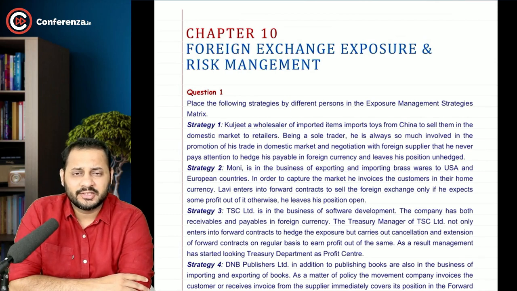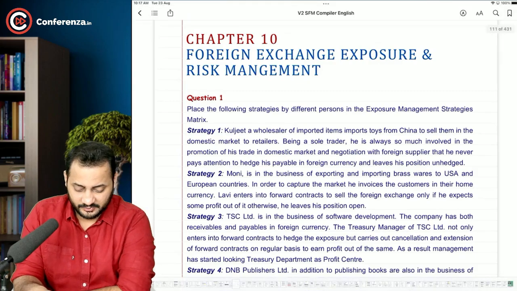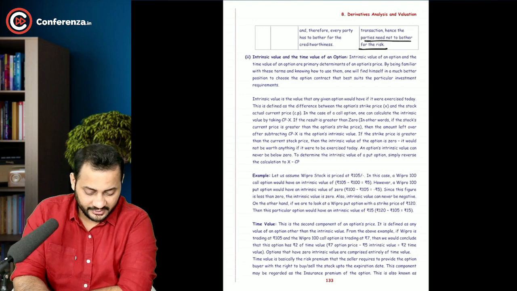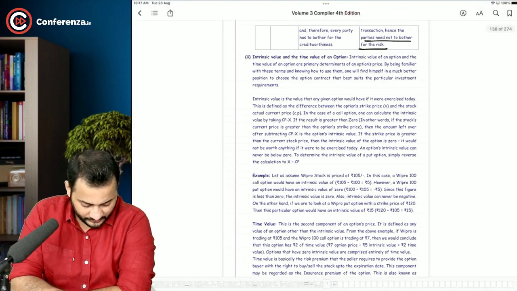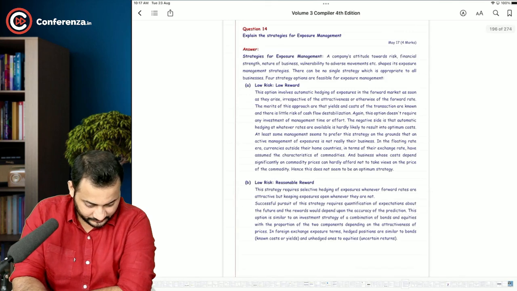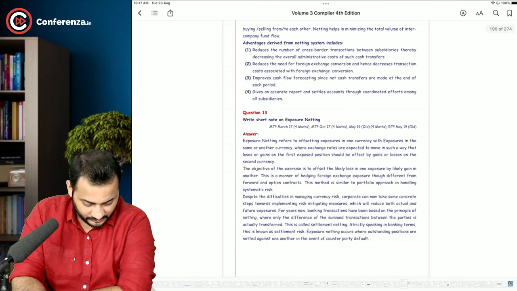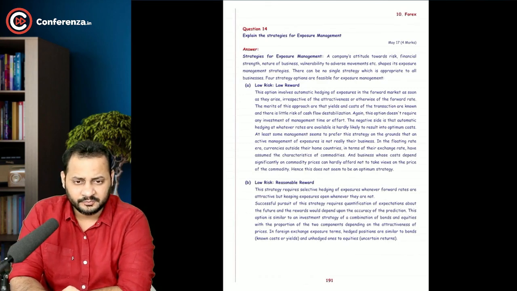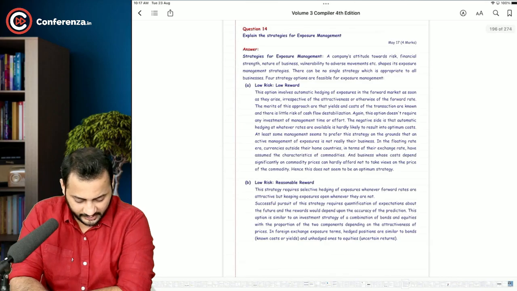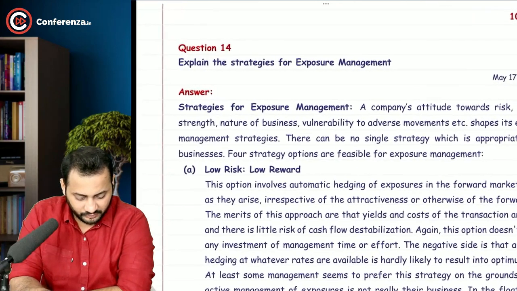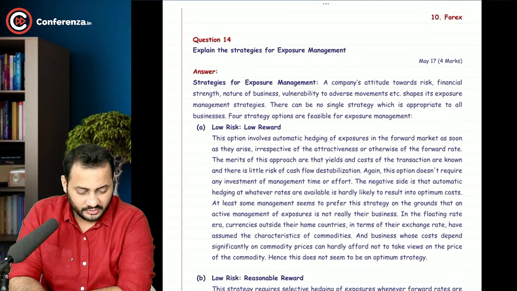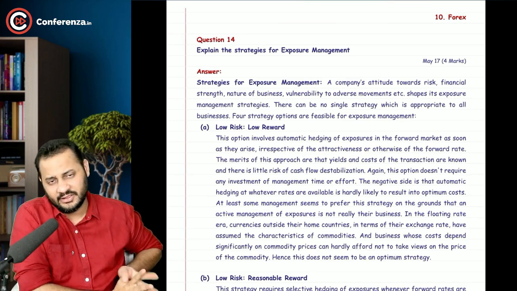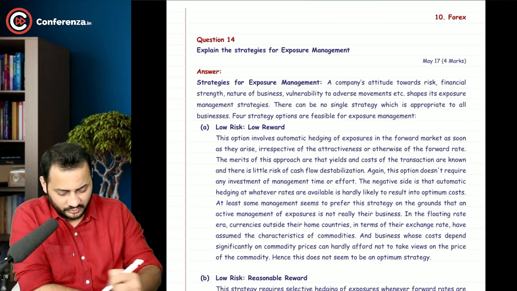Before starting this first question, I think we should discuss the concept first, and for that purpose we need to come over to the theory book, that is volume number 3, and in that, come directly to chapter number 10, page number 191. It's page number 191, Forex, question number 14. This is the theory question which can be asked for 4 marks, and it was asked in May 2017 for 4 marks. Let's have a look at this.